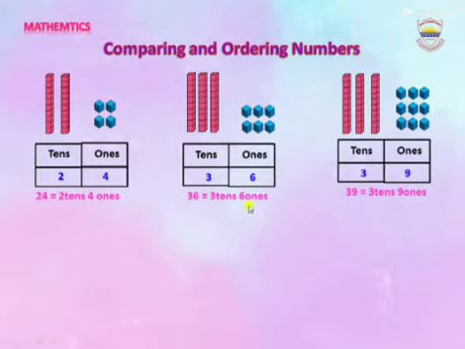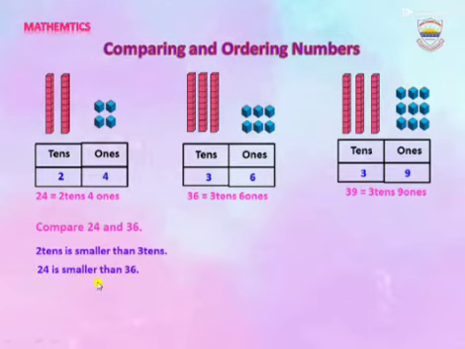Now, we compare the first two numbers 24 and 36. Keep in mind, start by comparing the leftmost digits which are in tens place. You can see there are 2 tens and 3 tens. We compare 2 tens and 3 tens. 2 tens is smaller than 3 tens. So, we can say 24 is smaller than 36.